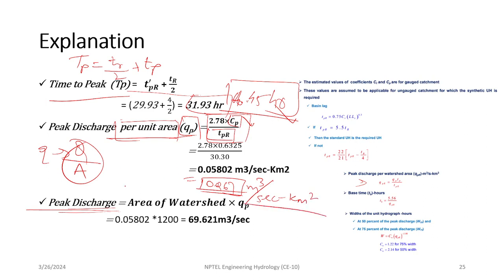Just for your information, this 0.0267 we got by considering lower values of L as well as LC. If we had larger values of L and LC, we could have achieved this much or maybe more than that. That is just a logical observation. Now if we want to compute the peak discharge, that is the overall discharge, it will be multiplied by area, right?